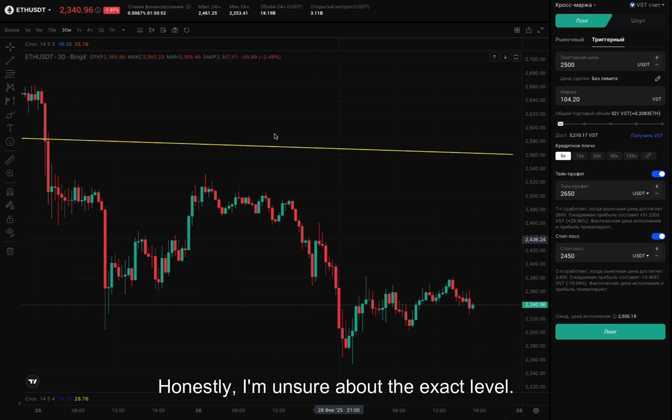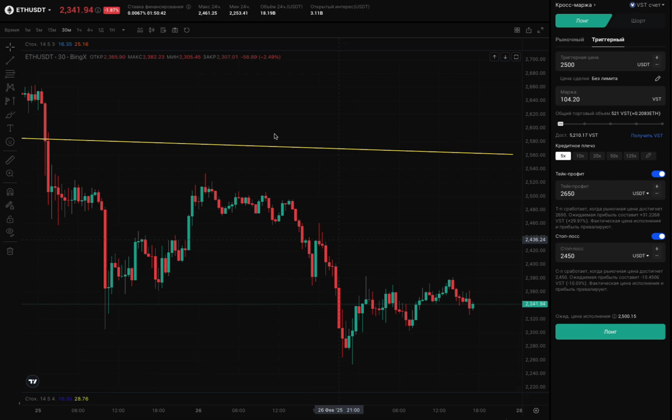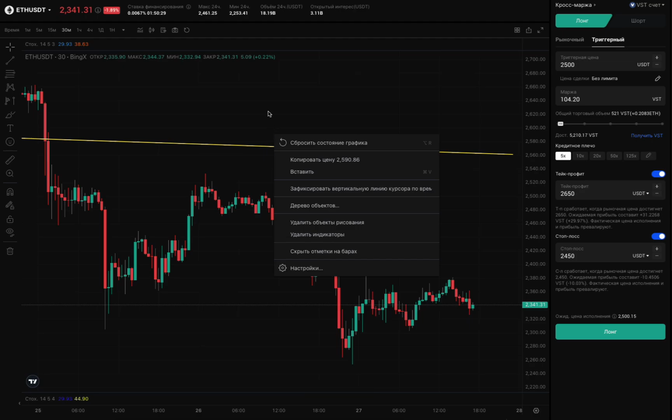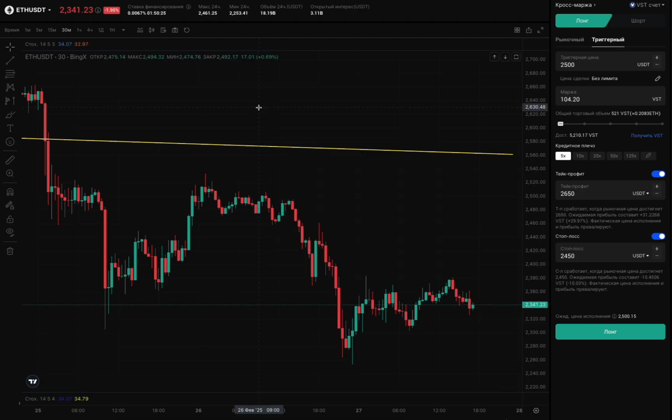Honestly, I'm unsure about the exact level. My viewer's knowledge is probably different. Well, I decided to write down a little bit of what I saw and tell you how to count risks. I will tell you about other systems. Classic. This serves as a comprehensive risk management framework.